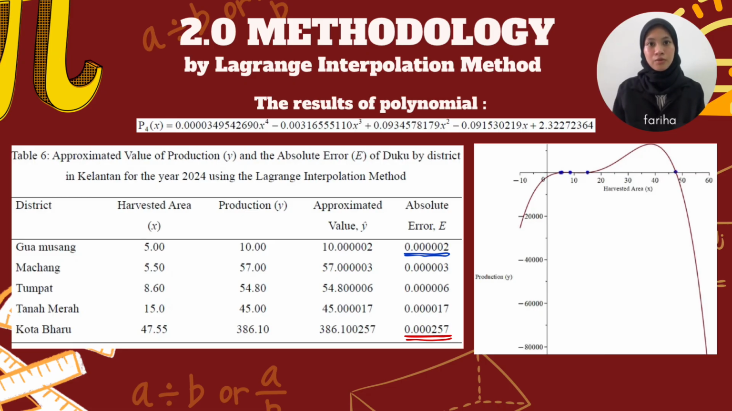By looking at the graph, we can observe that the interpolated values closely follow the actual values for all districts. The two lines almost overlap throughout the graph, indicating that the interpolation model provides highly accurate estimation.